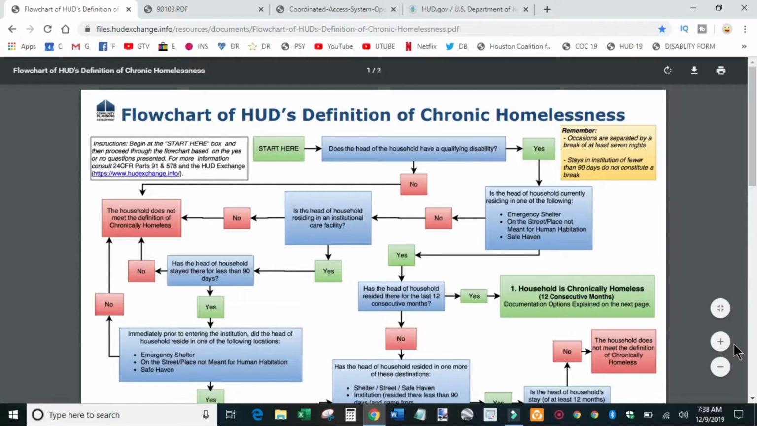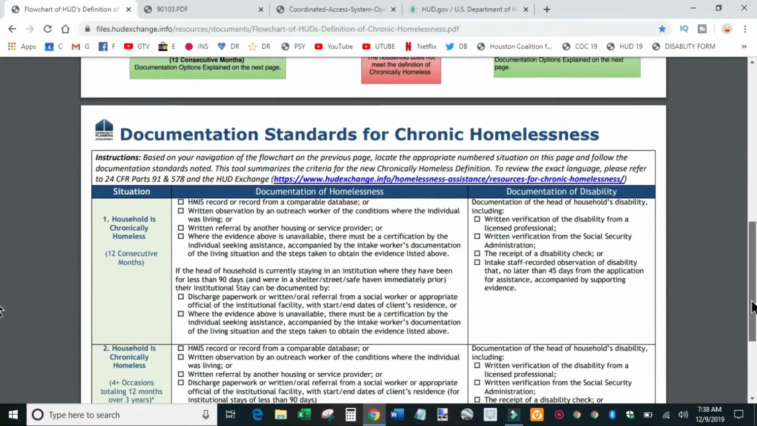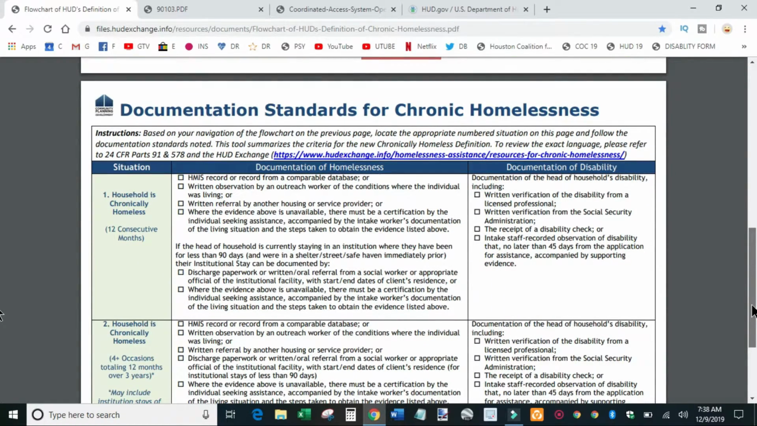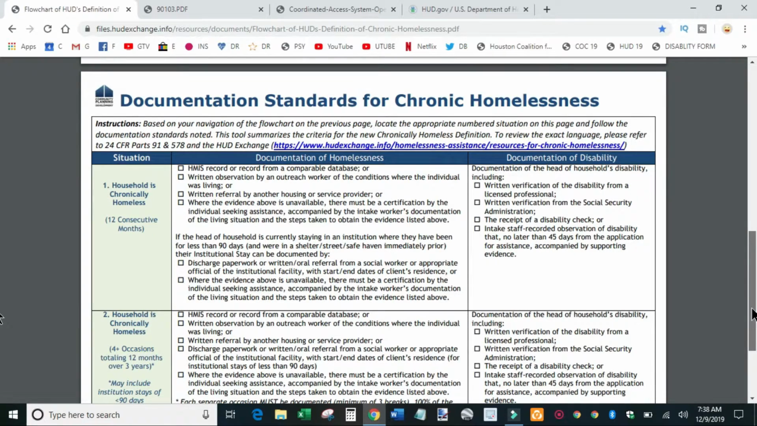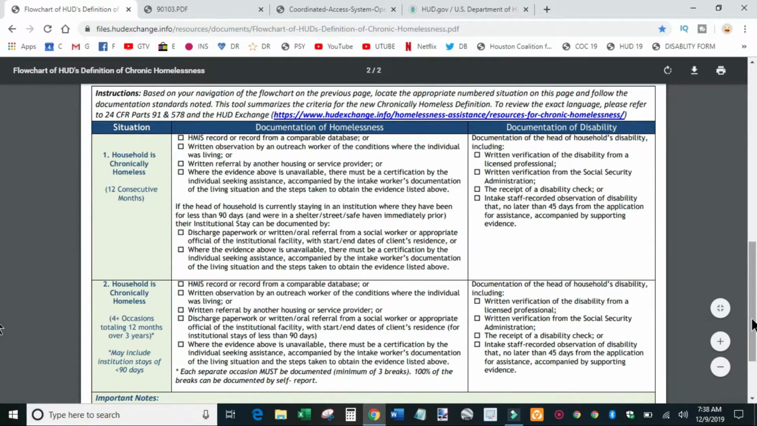Okay, welcome back. And so now we're looking at HUD's definition of chronically homeless. We're going to skip this one and go down one step. And here are the documentation standards, and it says for chronic homeless, but it also includes documentation for disability. To make things simple, I'm going to give you the short answer of what all this means. You're welcome to read it on your own time. The links will be below if you want to look at the documents yourself.